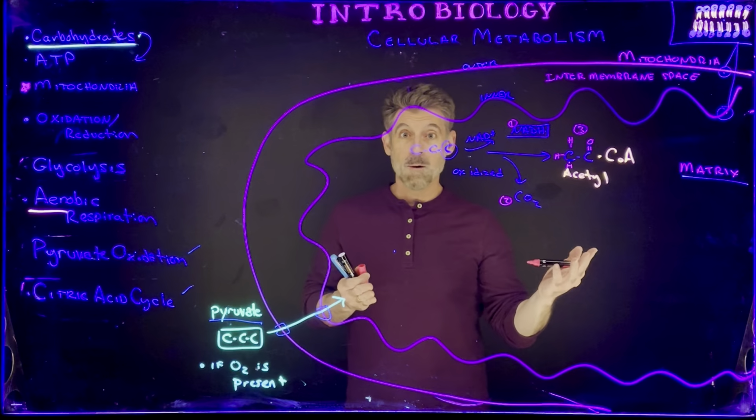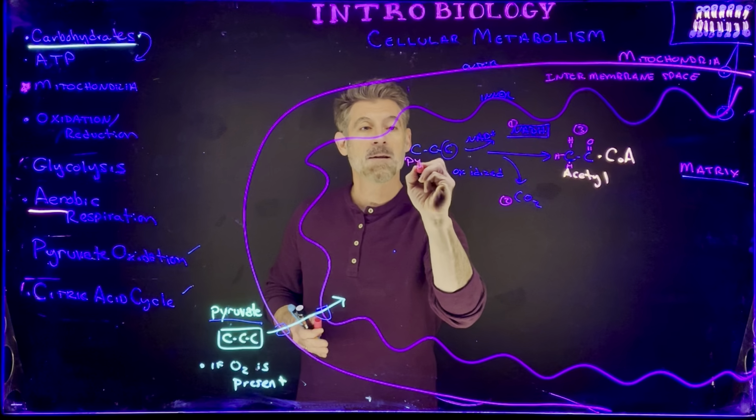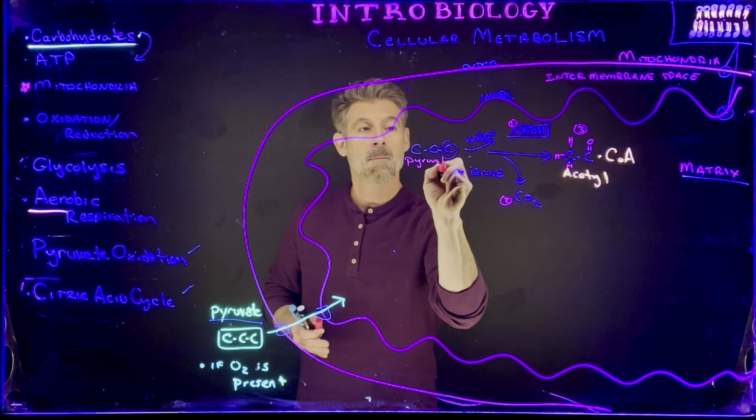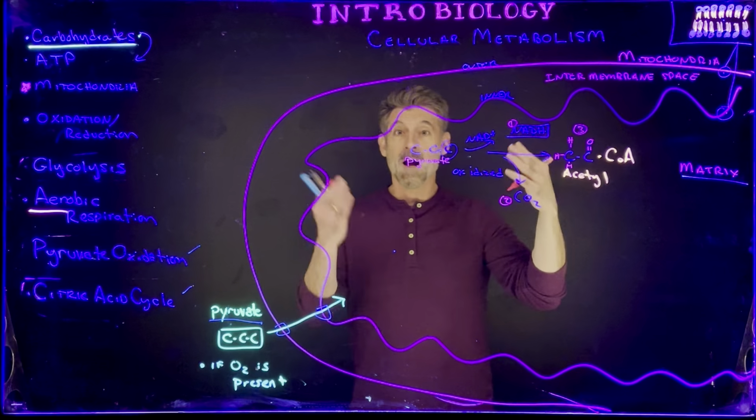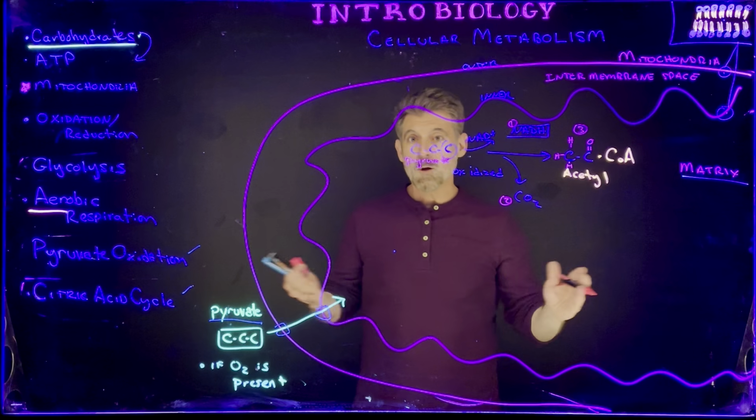Where does this acetyl-CoA come from? Well, it actually comes from the pyruvate. So this was pyruvate. And the pyruvate is oxidized and then becomes acetyl-CoA. So that's called pyruvate oxidation.